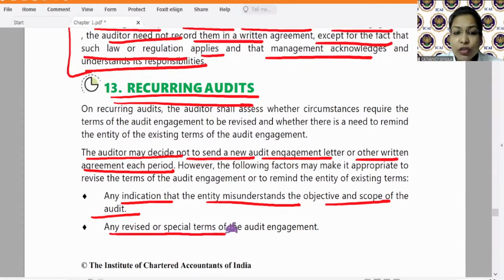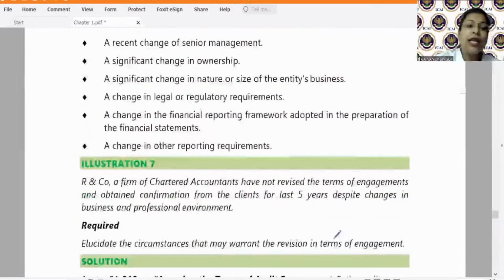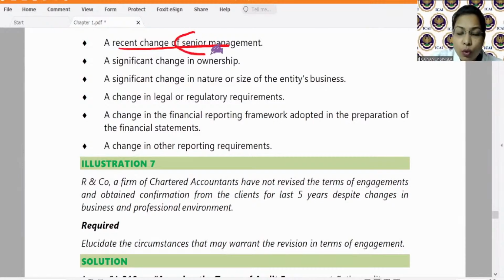If any revised or special terms of audit engagement have been introduced, for example there has been a revision of the fee, then obviously you are going to send it again now. Then a recent change of senior management. See, who is involved in interacting with the auditors? The senior management. They are responsible for making that information available to the auditor.